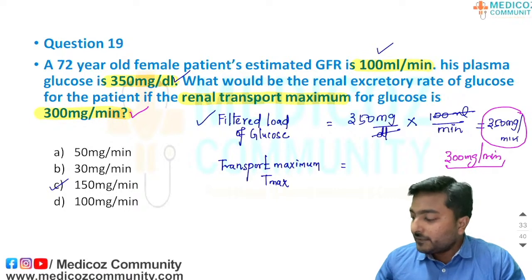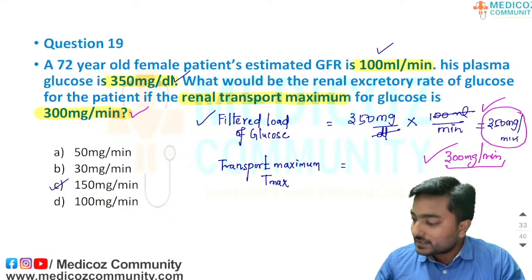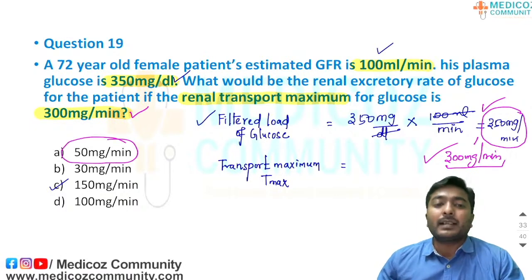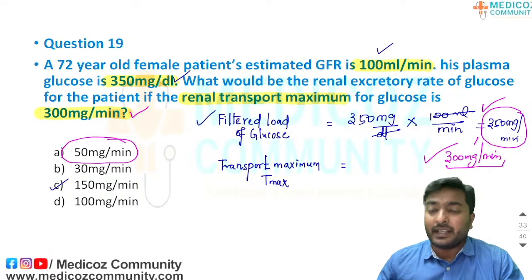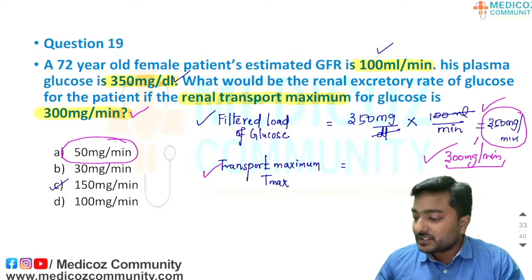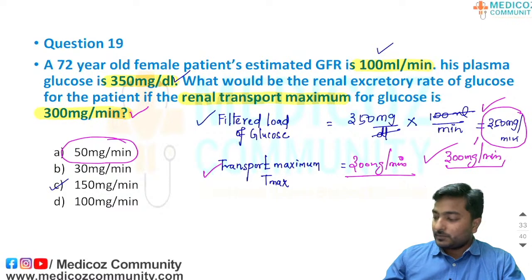So if this is the transport maximum and this is the filtered load, how much will be excreted in urine? Just subtract this. So option A will be your answer. 50 milligram per minute will be the excretory rate of glucose for this patient for the given clinical data. Understand? So we have to calculate the filtered load and the transport maximum. The transport maximum they have given is 300 milligram per minute. Okay, moving on to the next question.